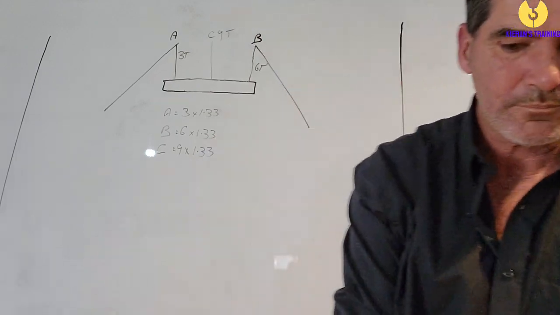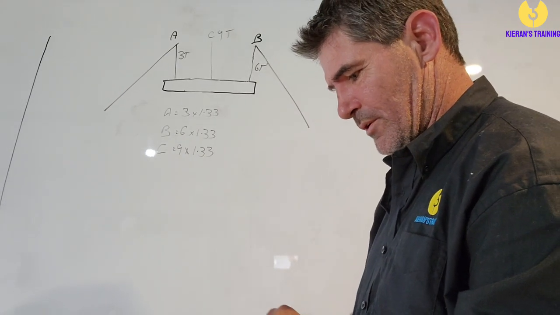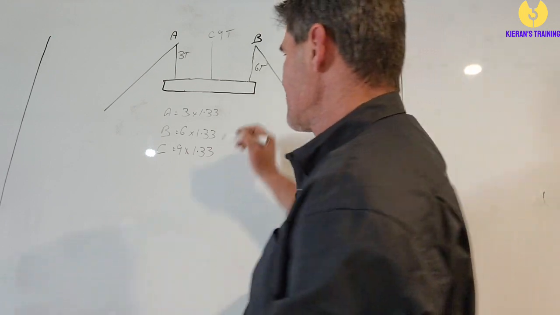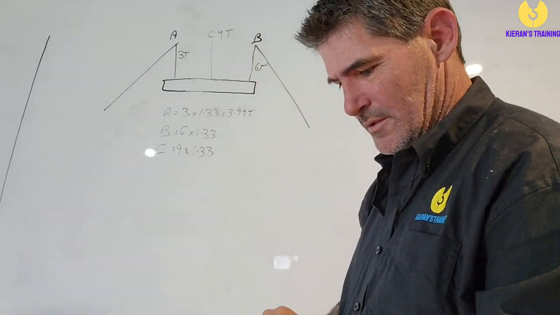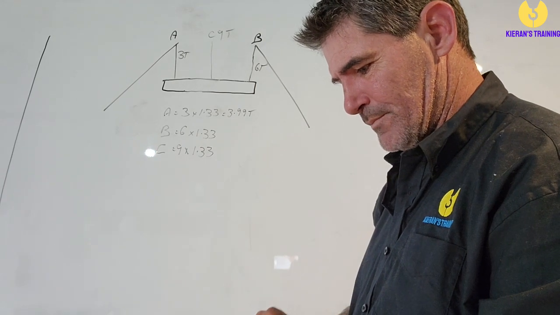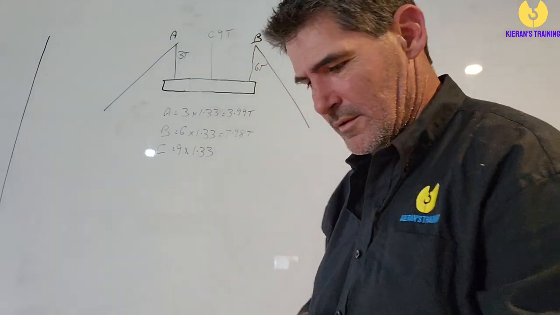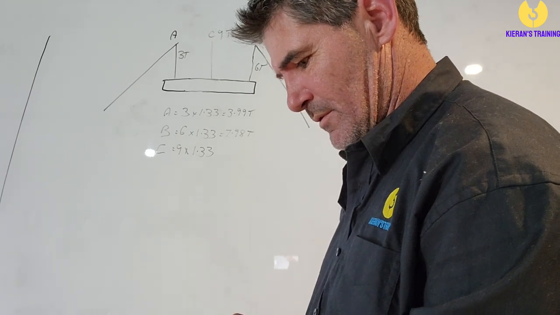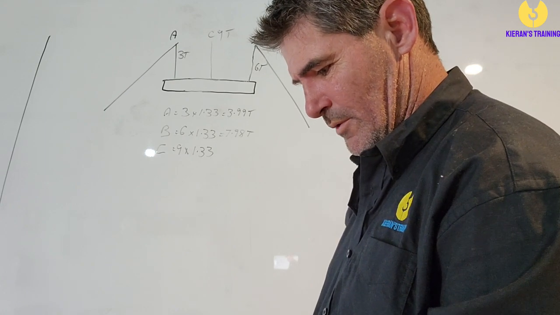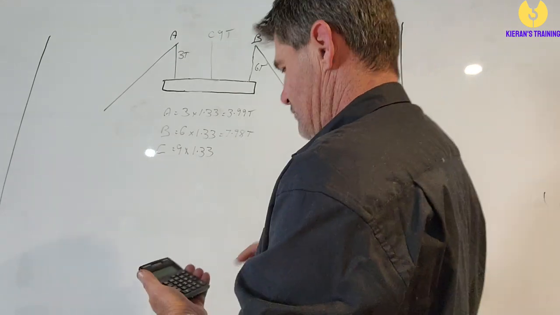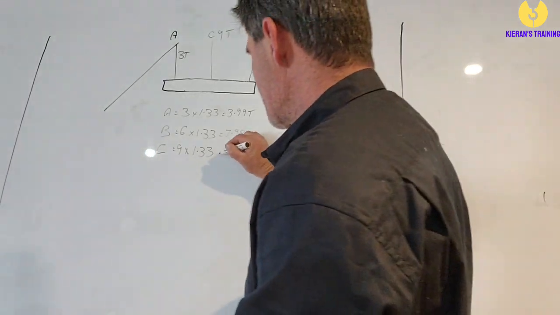So we jump on the trusty calculator, we go 3 times 1.33 equals 3.99 tonne. 6 times 1.33 equals 7.98. And C at 9 tonne, so 9 times 1.33 equals, obviously pressed the wrong button there, so 9 times 1.33 equals 11.97 tonne.